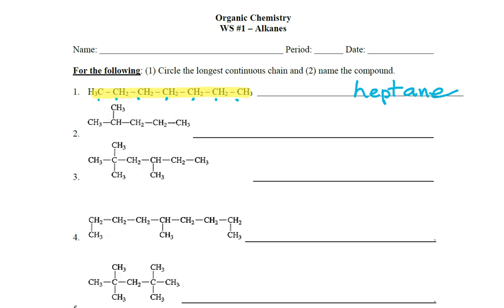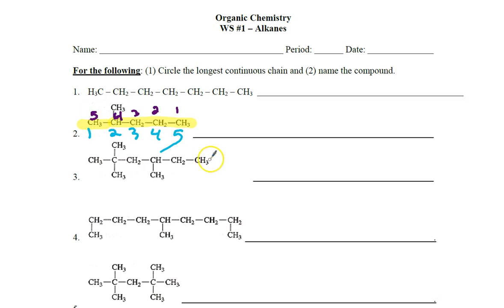Let's look at this next one. Now we've got to find the longest continuous chain. We could go 1, 2, 3, 4, 5, or we could go 1, 2, 3, 4, 5. They are both 5. It doesn't matter which way you go. It's symmetrical, so I will choose just straight across. Now we have to number it, and you can number it left to right or right to left. You have to pick one numbering system and stick with it.